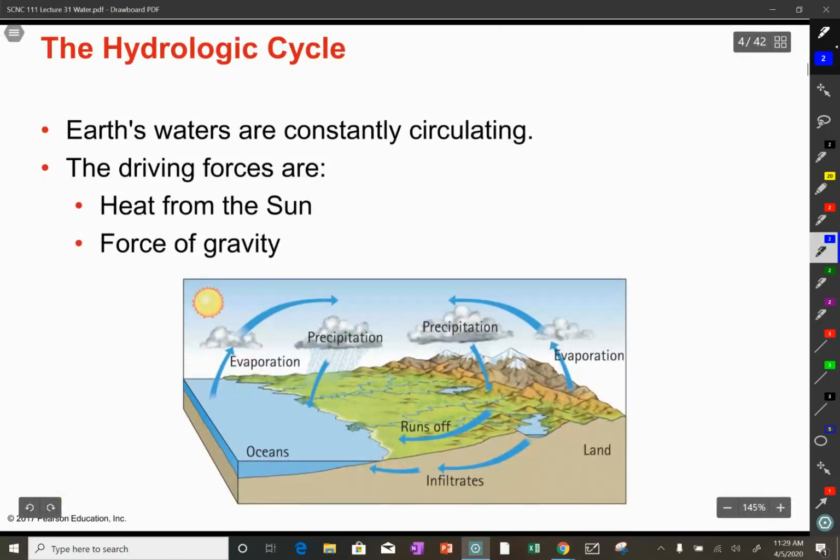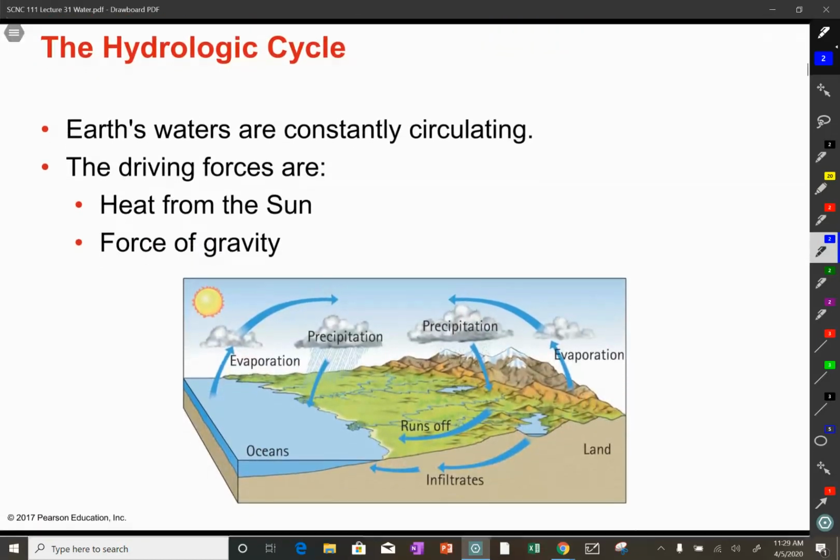So let's talk about the hydrologic cycle. The hydrologic cycle is the cycle of water moving around the earth. And it's driven by heat from the sun and by gravity. So let's start with the heat from the sun. We have an ocean here. Sunlight comes down and heats the water.